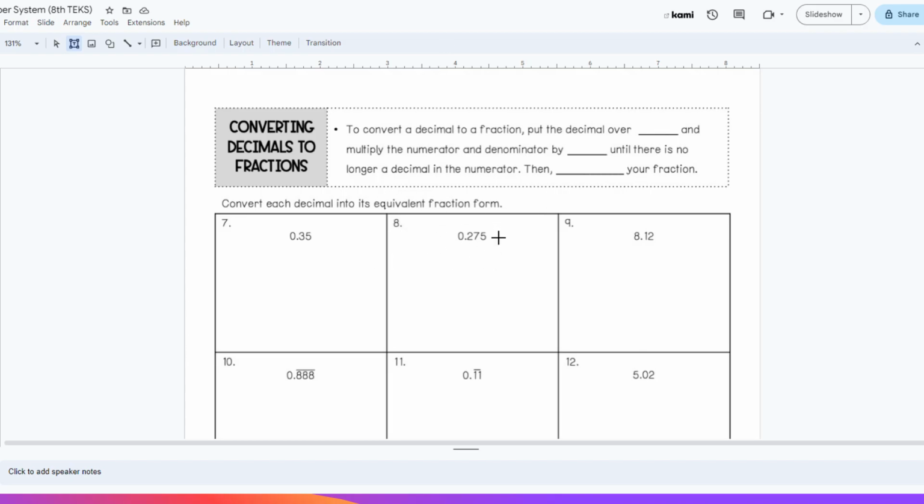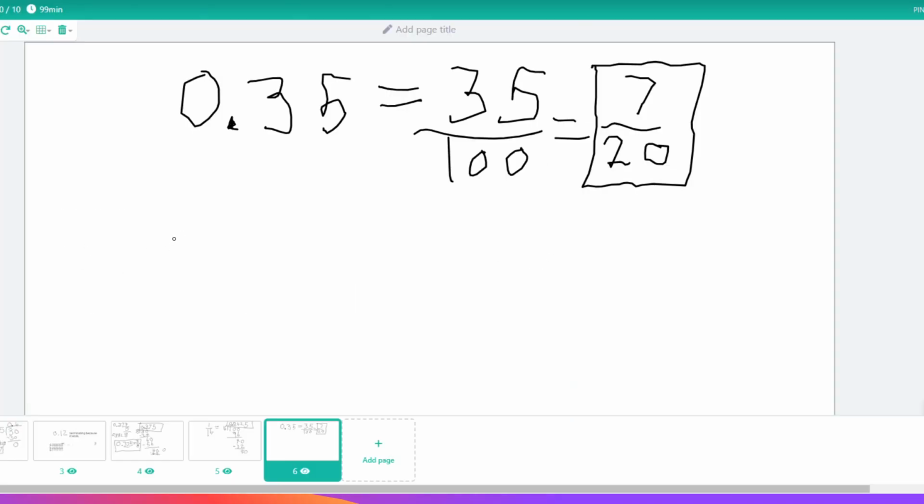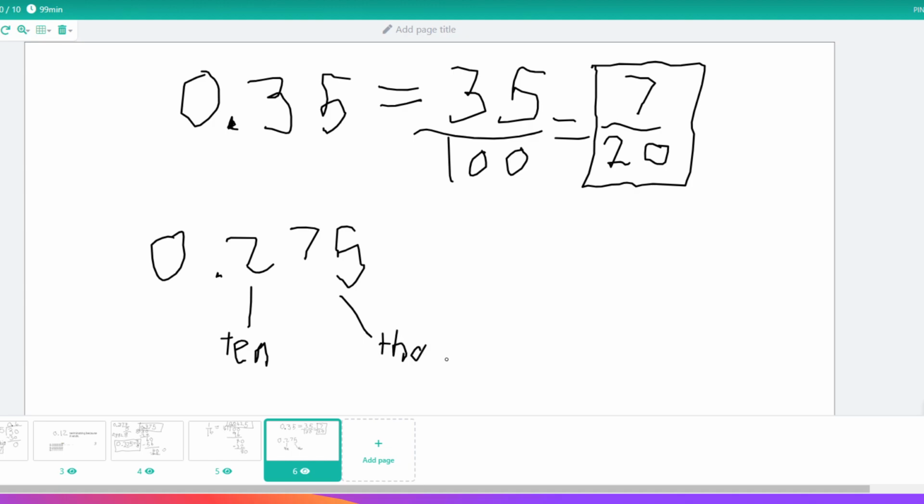Let's look at the next one. So we have 0.275. Now think about our place values. So this is tenths. This is hundredths. And this is thousandths. Because it goes up by a value of 10 each time. So thousandths. And I know my writing is atrocious down here, but you know, give me a break here. So we're going to say, okay, this is 275 over that place value, 1,000.